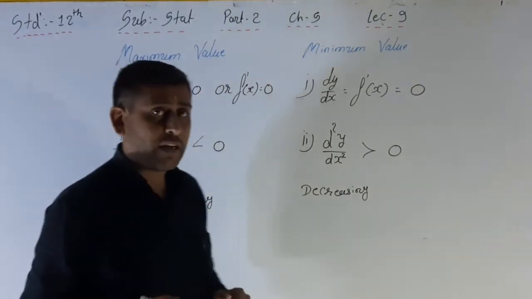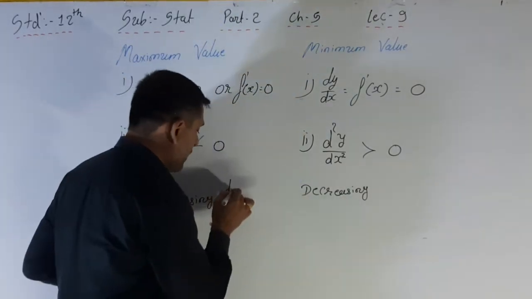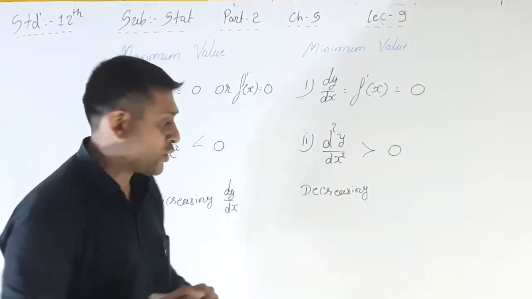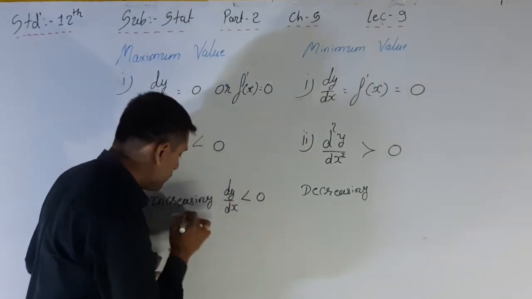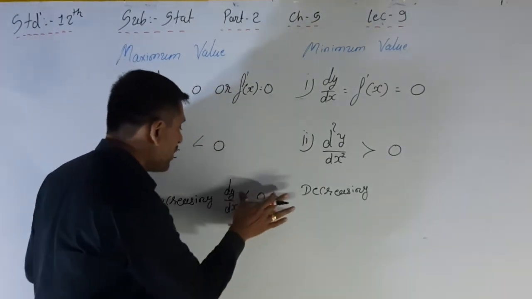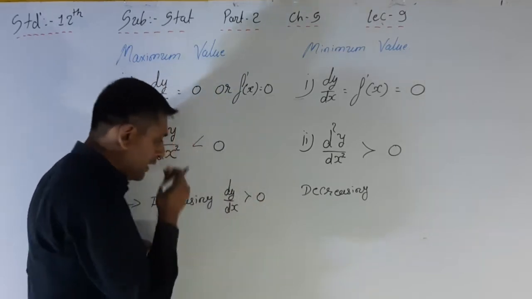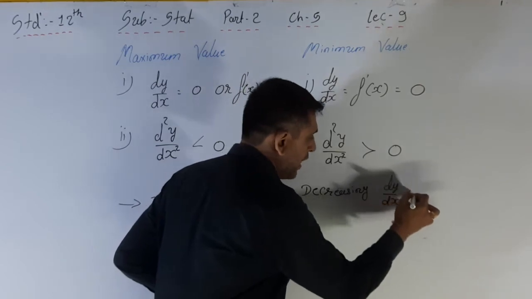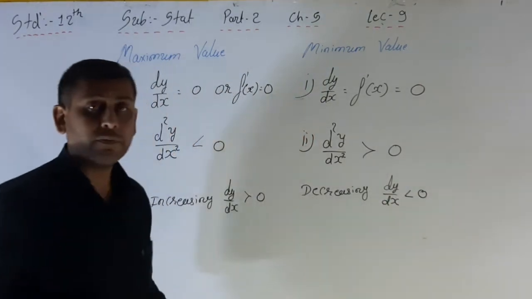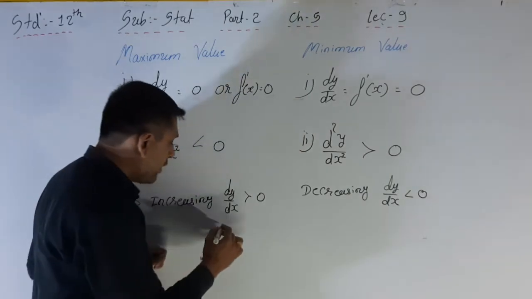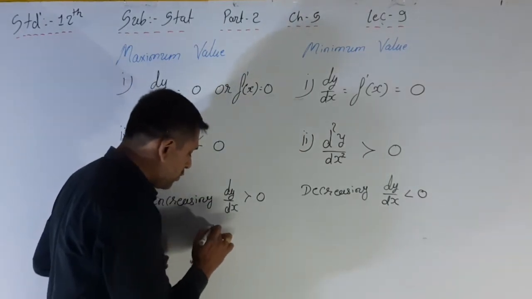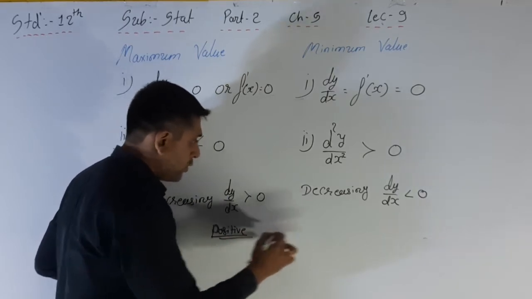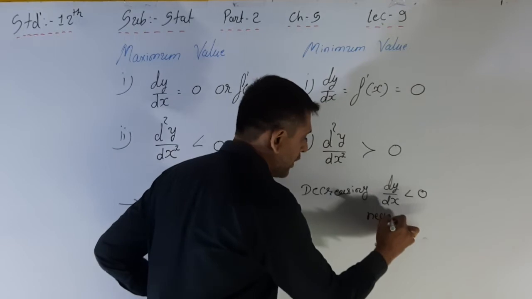What is the condition for increasing? Dy by dx, first differentiation, right? First differentiation greater than 0, then it is increasing, and first differentiation less than 0, then it is decreasing. So here, negative answer or positive? Positive. Here, negative.